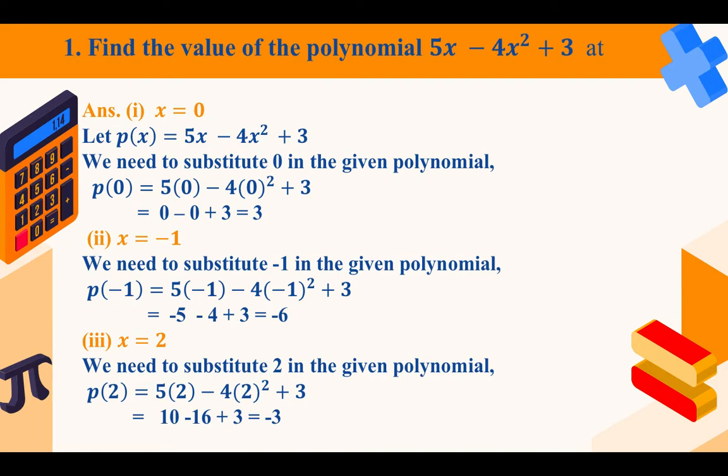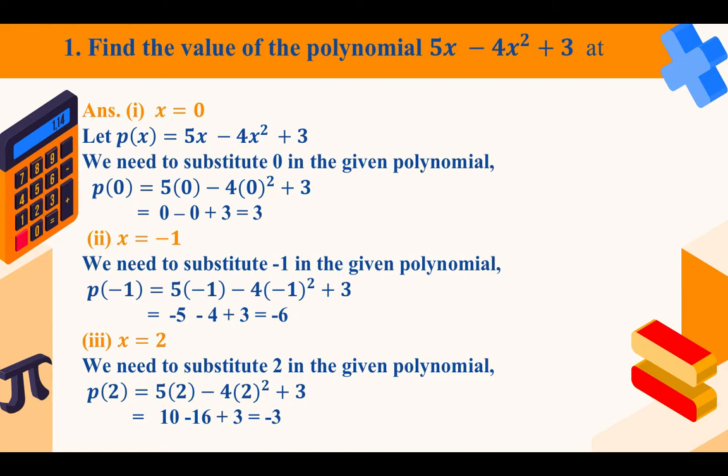So now let's start with the question. First is x is equal to 0. So what do we have to do over here? We have to put the value of x as 0, means wherever in the polynomial x is written, we will put the value 0. We will just substitute the value of x as 0. In whichever places we have x, we will keep 0 over there.